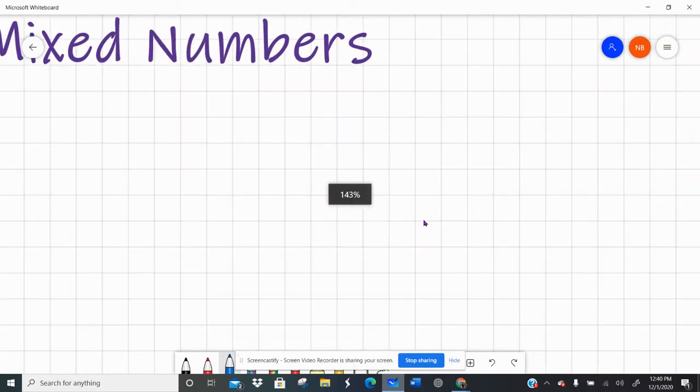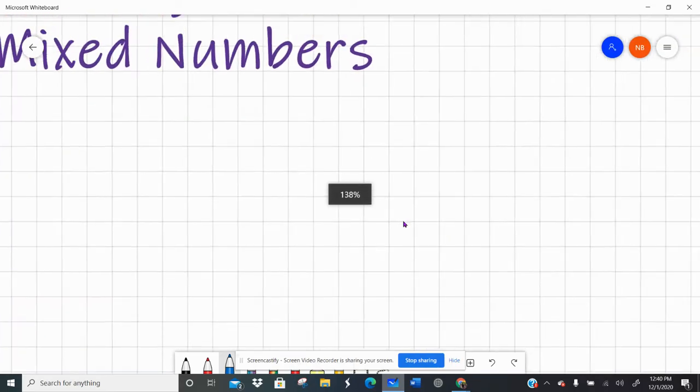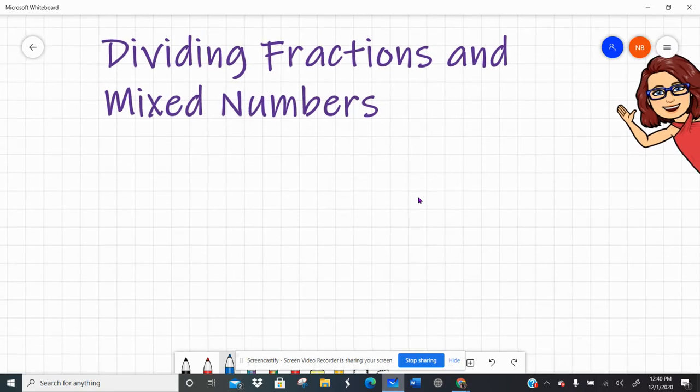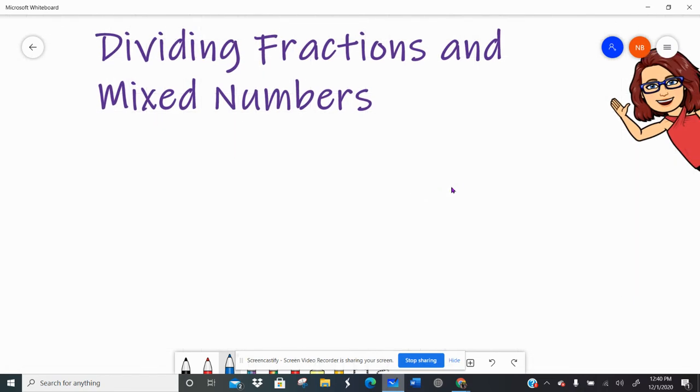Friends, here's just a little preview. Oops, what did I do here? A little preview or kind of reinforcement on how to divide fractions. I know we went through it a little quickly today, so here's just an additional video to help out a little bit. All right, so dividing fractions.